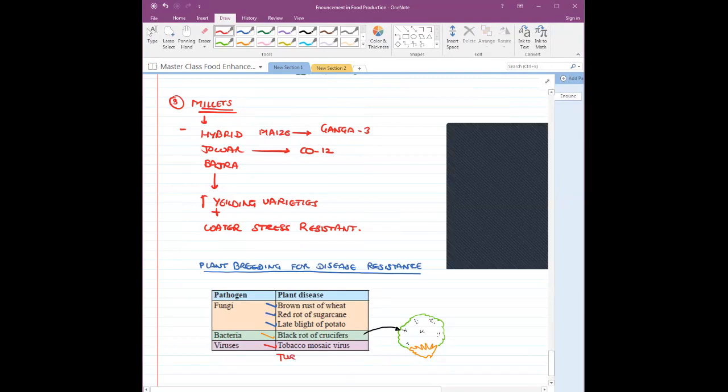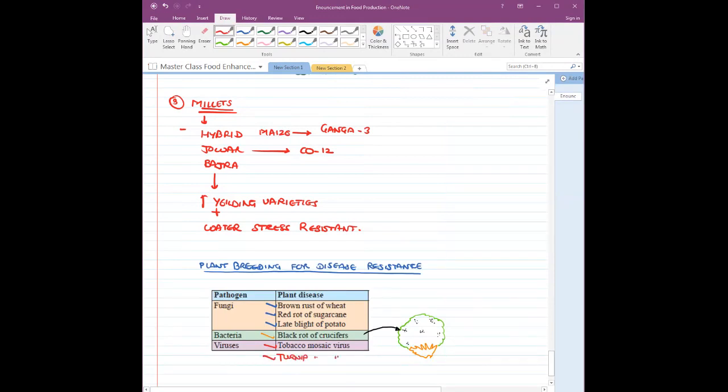Then we have something on the same lines, that is turnip mosaic virus. Okay, so both of them are on the same lines. They cause yellowing of the leaves, and infect the leaves especially. So that way.